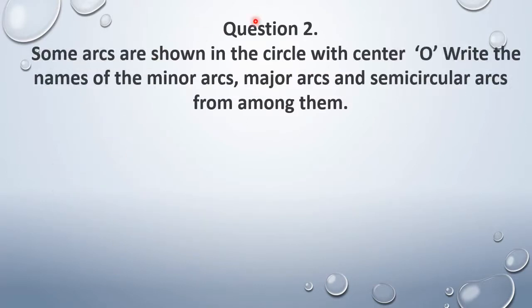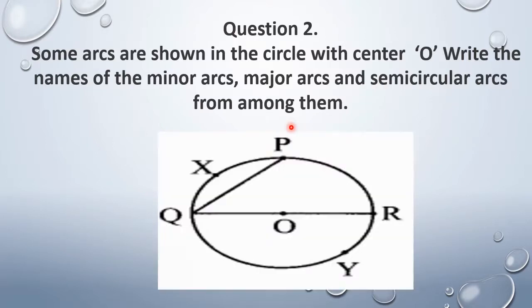Question number 2. Some arcs are shown in the circle with center O. Write the names of minor arcs, major arcs and semicircular arcs from among them. Here you can see the picture of the circle with center O. We have to write the names of minor arcs, major arcs and semicircular arcs. So let's see the solution.